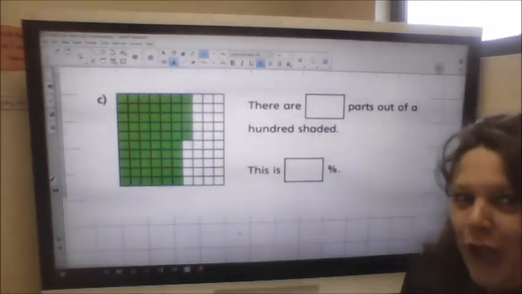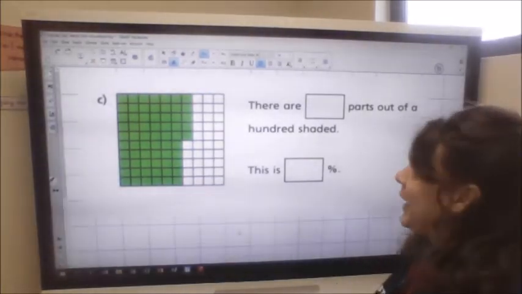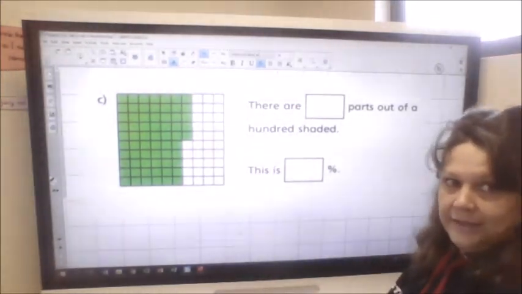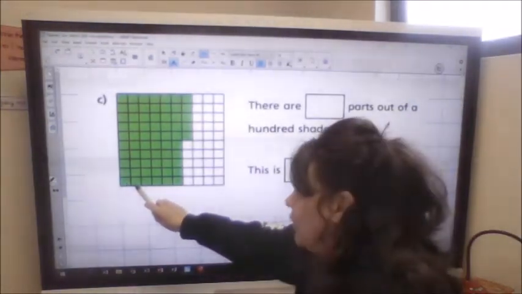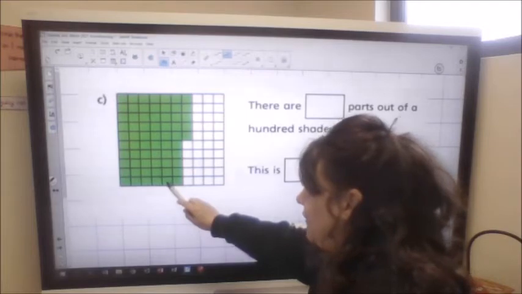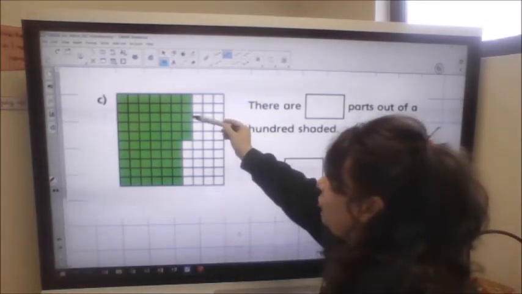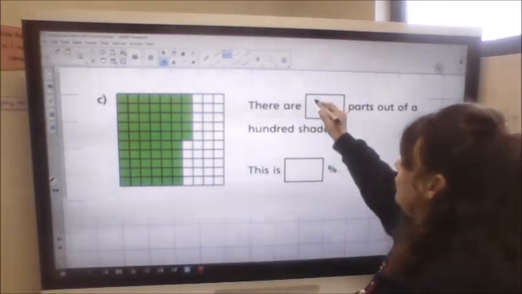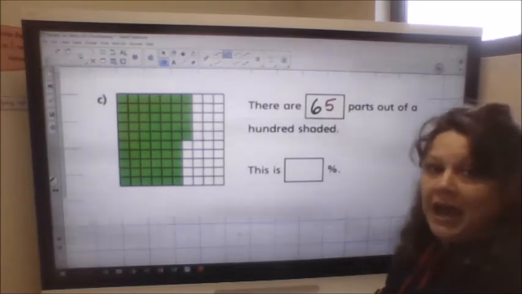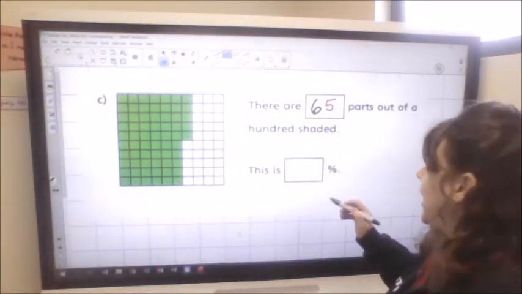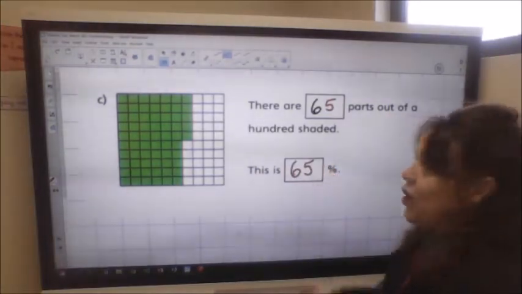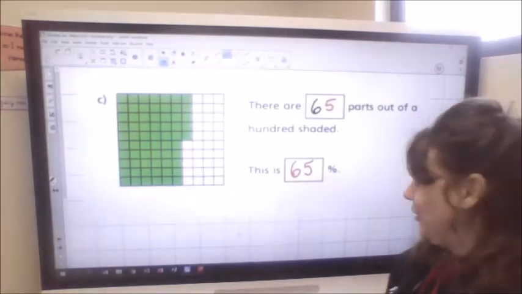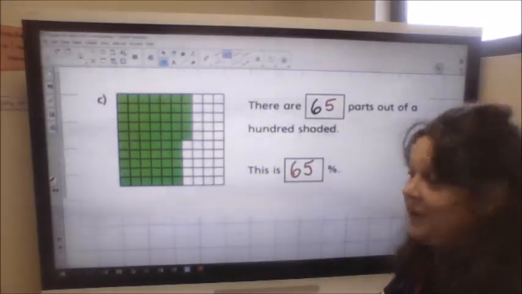Then you're going to have a little go at a similar thing. So here, nice and clear. Let's see how many are shaded. We've got 10, 20, 30, 40, 50, 60, 61, 62, 63, 64, 65 of those 100 squares are shaded. So that's 65 parts out of 100 shaded. So that means 65%. Nice and straightforward. So you're going to have a go at something very similar to that.